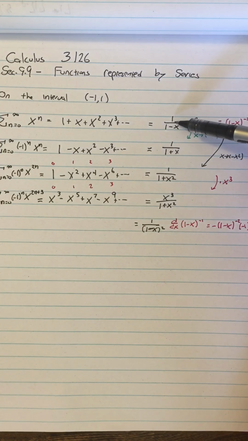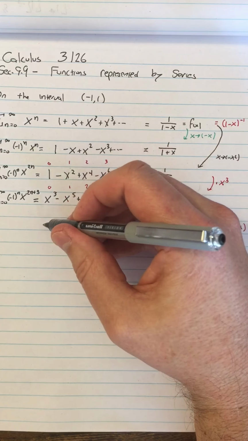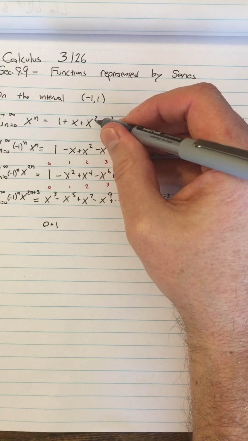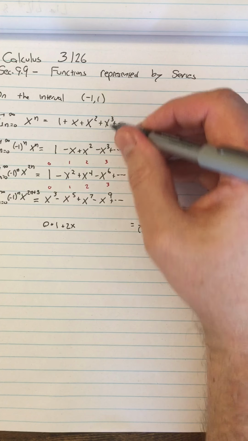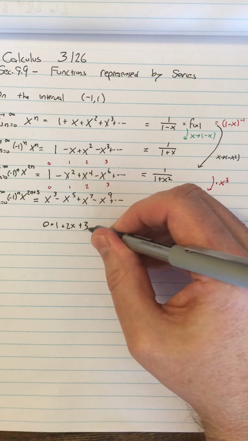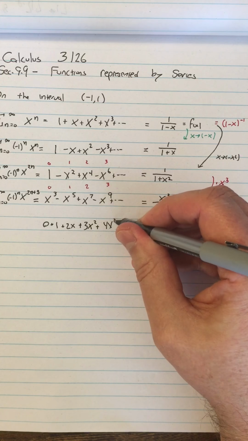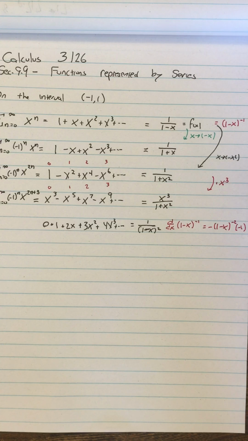And so now what I can do to find a series representation for that is just go term by term, the derivative of the function that I started with. So the derivative of 1 is 0. The derivative of x is 1. The derivative of x squared is 2x. The derivative of x cubed is 3x squared. And of course the next one's going to be x fourth, so it'll be 4x cubed, plus etc. All right, and that has to equal 1 over 1 minus x squared.